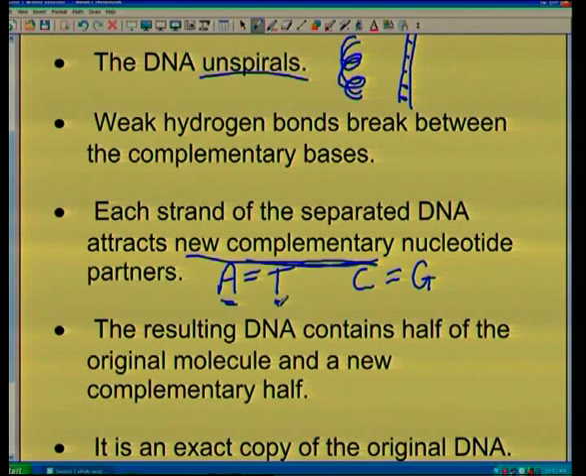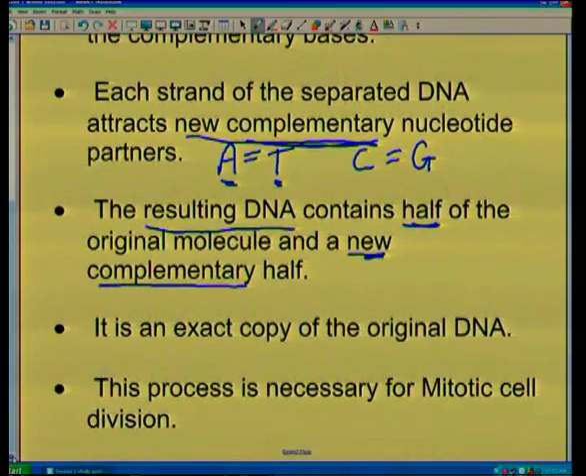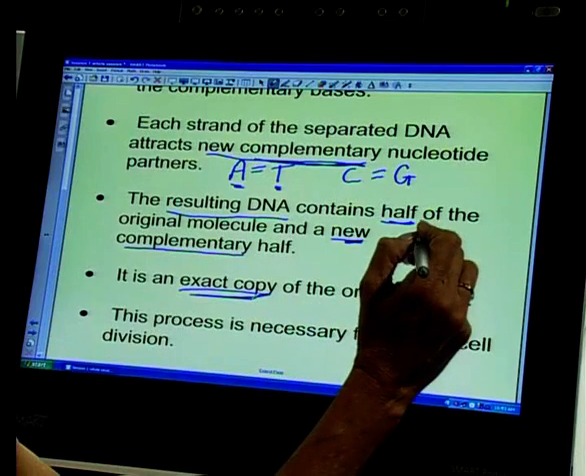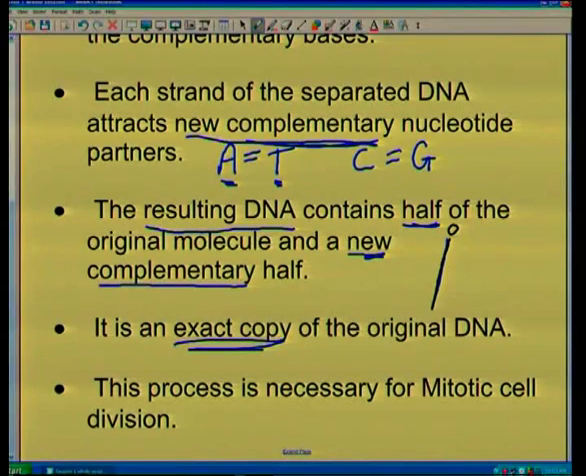Now, the resulting DNA, that's the one that ends up, contains half of the original and then half which is the new complementary part. It's an exact copy of the original DNA because you've got one strand that is the original, all right? And you are now going to have one strand that is the new. And then over here, we're going to have the original and we are going to have the new. So what have I got now? I've got an identical set of DNA.